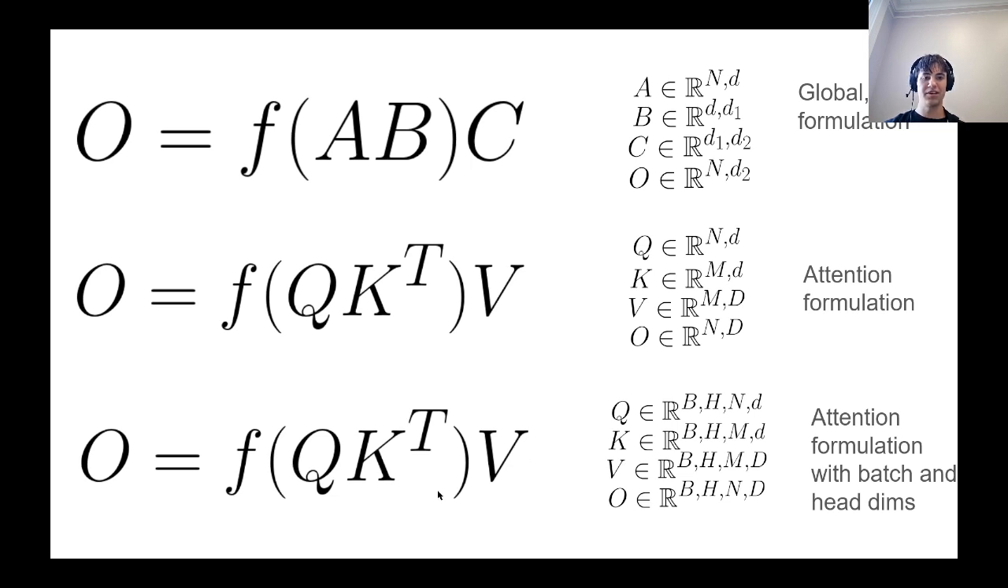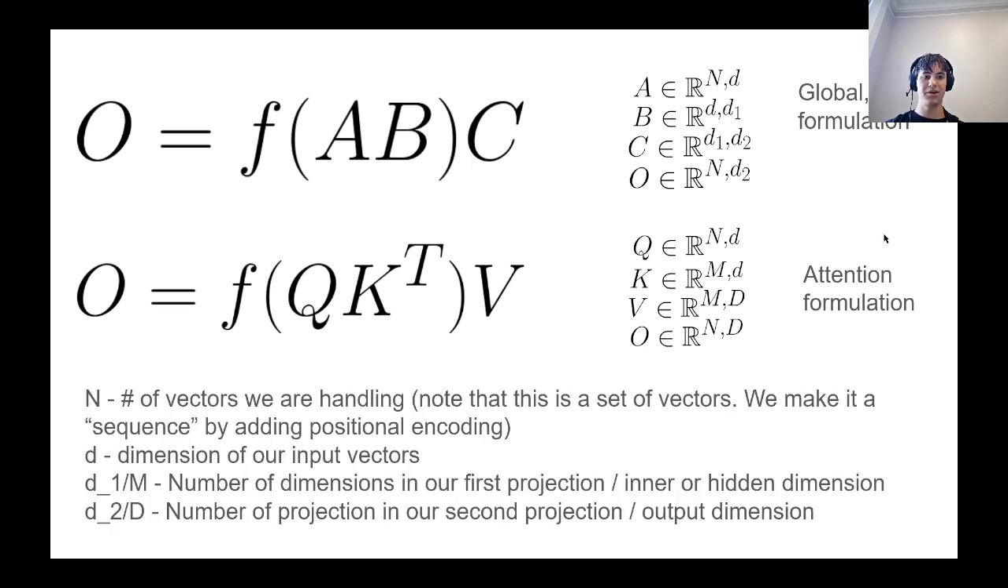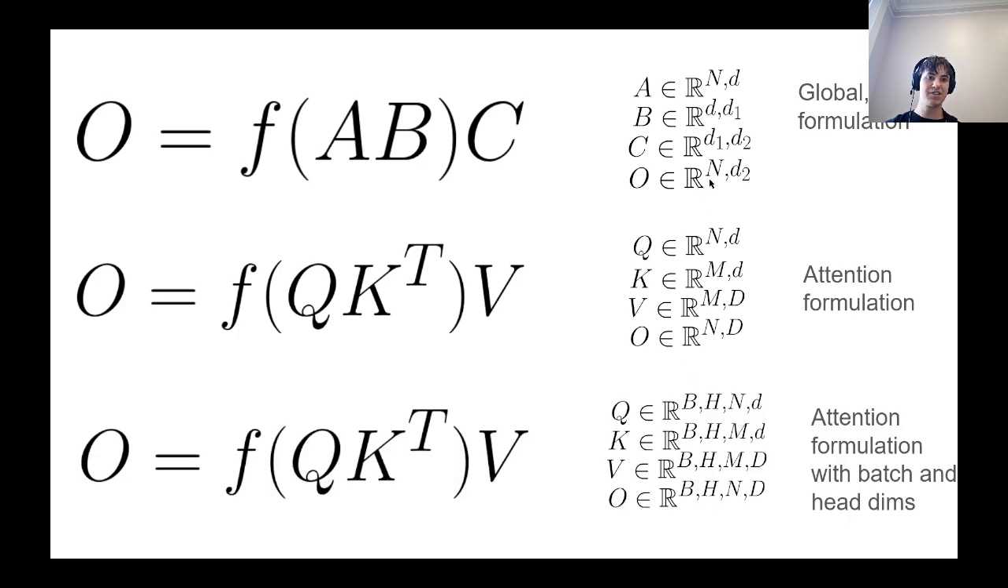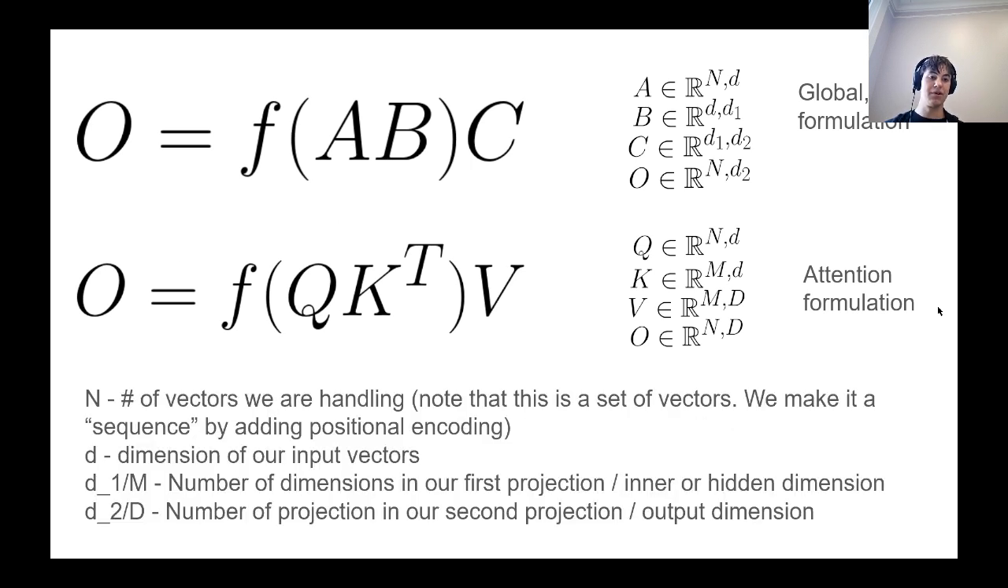So again, these are our formulations here, and I'm just going to be talking about this middle one here. You can add batch and head dimensions, or you can treat it like this. I'm going to be using the middle one because that's the most common. But let's just go over the dimensions real quick. N, the number of vectors in your sequence. D, the dimensionality. D1 here, or big D, is going to be the number. Wait, no, that's M. M is going to be the number of dimensions in the first projection, or it's going to be the number of tokens in our second sequence. And D2 is going to be the output projection.